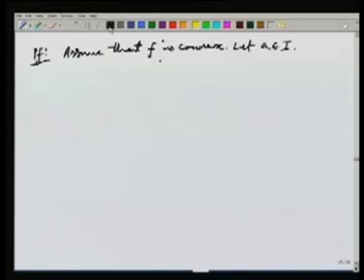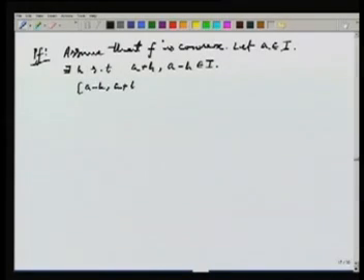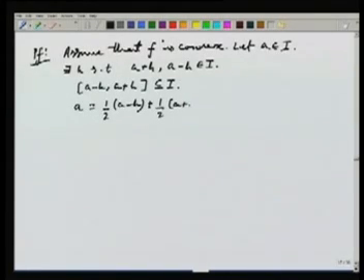Now since I is an open interval and A is in I, this implies there exists H such that these 2 points A plus H and A minus H both are in I. That means this whole interval A minus H and A plus H is contained in I. Now I can certainly write A to be equals to half A minus H plus half A plus H, because A is the midpoint of A minus H and A plus H. Notice that then this is a convex combination.